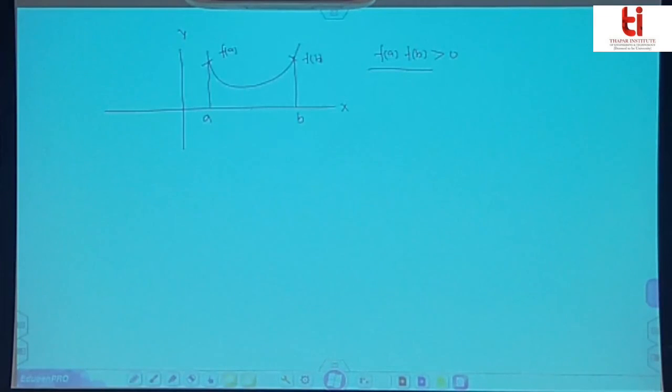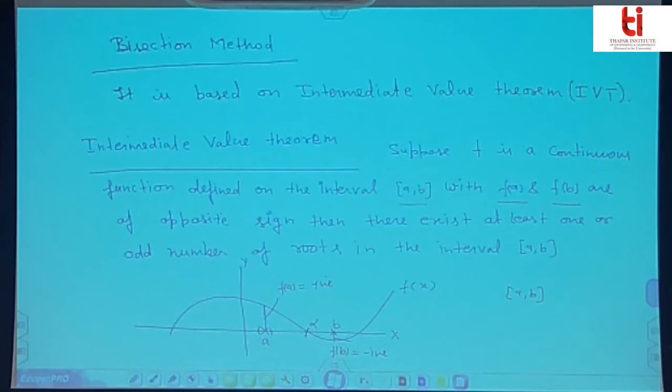So just keep in mind, whenever f of a, f of b is less than 0, then there exists either 1 or an odd number of roots inside the interval. If f of a, f of b is greater than 0, then there exists no root or an even number of roots inside the interval AB. So the intermediate value theorem is basically for the case whenever f of a, f of b is less than 0.